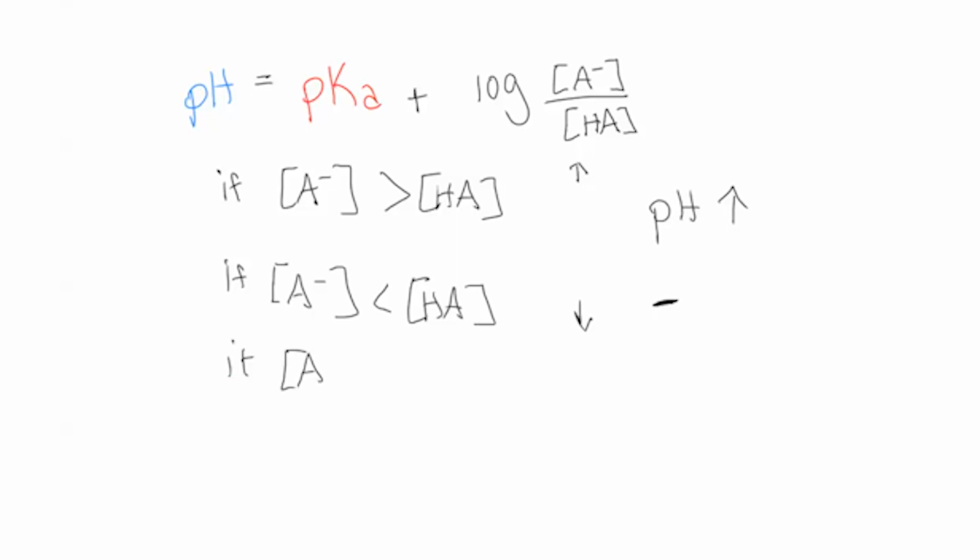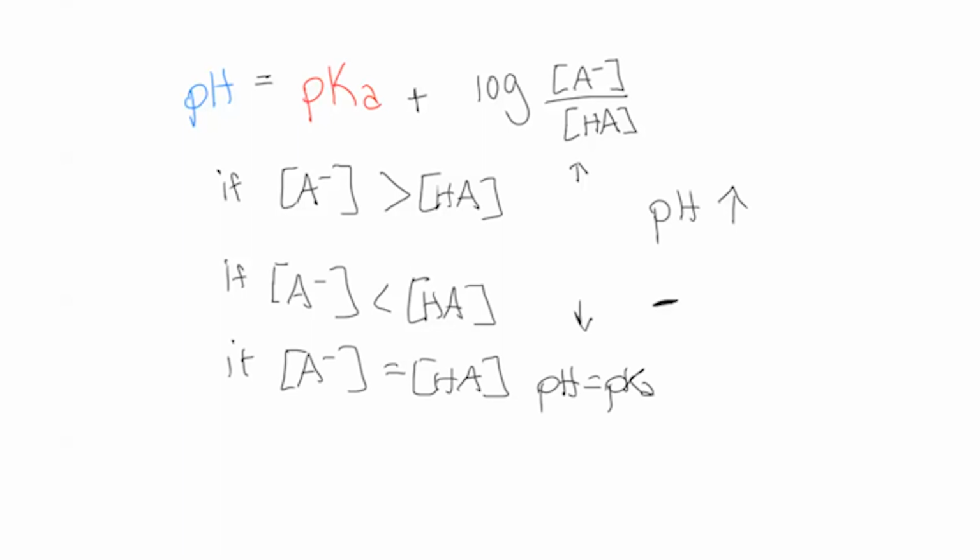So if A minus equals H plus, then we have the pH equals the pKa. So that's kind of like our baseline. And then if we were to add more base, we would increase the pH. And if we were to add more acid, we would decrease the pH. And we can figure out how much the pH will change by knowing the pKa as well as the proportions of the acid and the base that are in there to begin with.